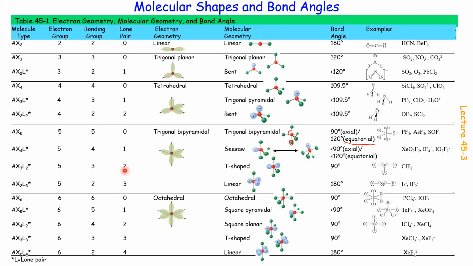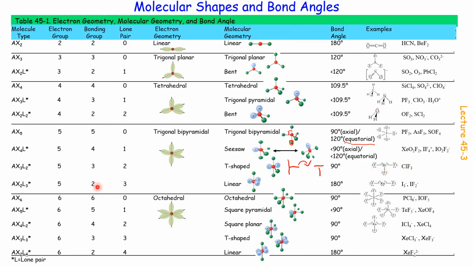If there are two lone pairs, that leaves three bonding groups. The electron geometry is still trigonal bipyramidal, but after removing another surrounding atom, we have this T shape. That's why we call it T-shaped. The bond angle is just 90 degrees, and those are the examples for T-shaped molecules.